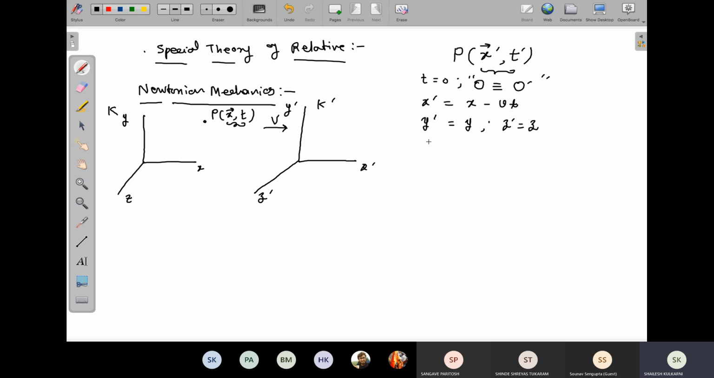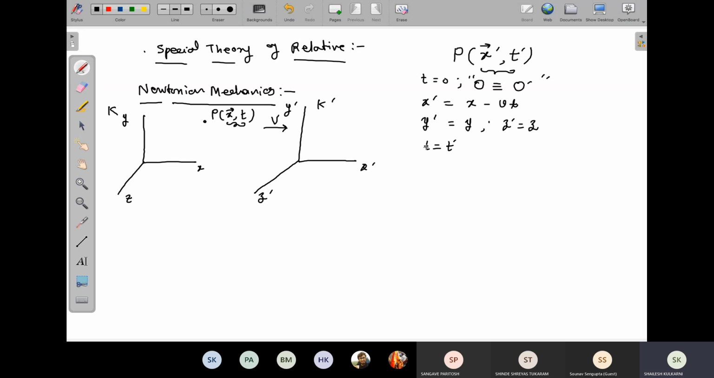Now in Newtonian relativity, or you can say Galilean relativity, it is assumed that time remains the same in all frames. These two frames are called inertial frames, because they are moving with constant relative velocity. There is no acceleration, only uniform velocity.